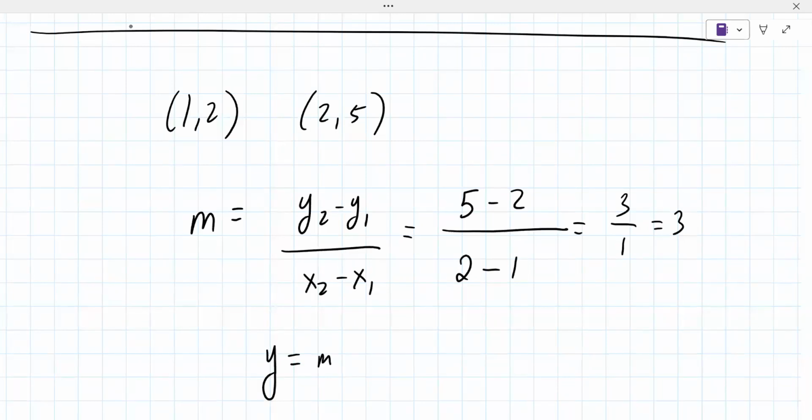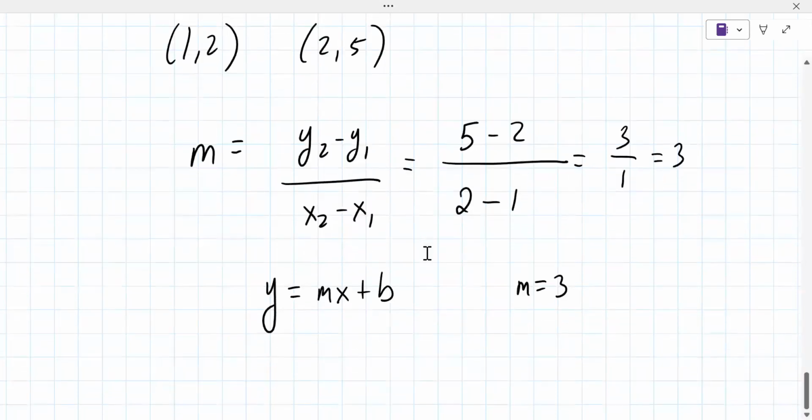y equals mx plus b. What is the value of m? M is 3. So we have y equals 3x. Which ordered pair do you want to use? And the y right there, you can see y2 minus y1, it's 5 minus 2, so that equals 3.